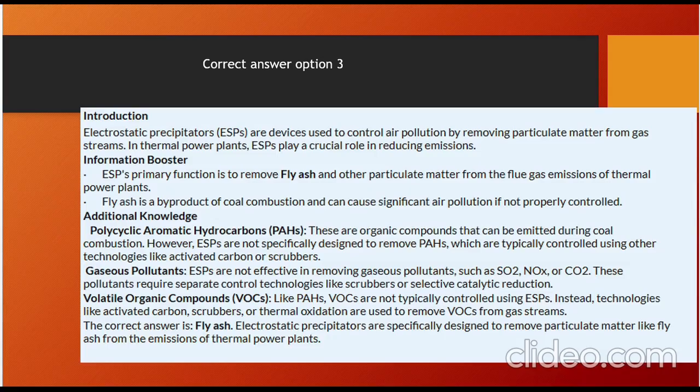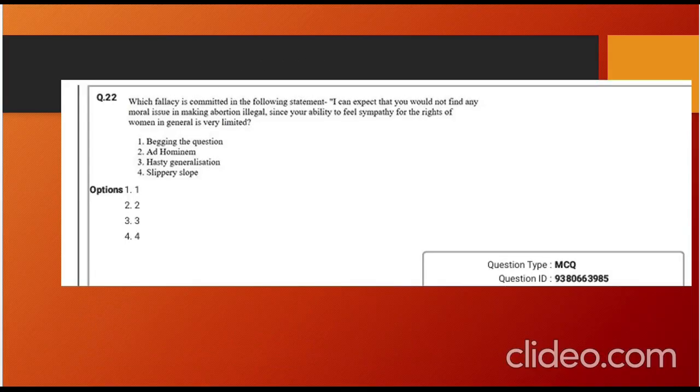Electrostatic precipitators are specifically designed to remove particulate matter like fly ash from the emissions of thermal power plants. Coming to the next question, which fallacy is committed in the following statement? I can expect that you would not find any moral issue in making abortion illegal since your ability to feel sympathy for the rights of women in general is very limited. 1. Begging the question. 2. Ad hominem. 3. Hasty generalization. 4. Slippery slope. Options 1, 2, 3, and 4. The correct answer is option 2.